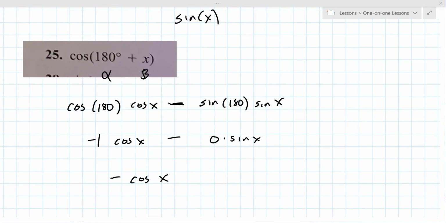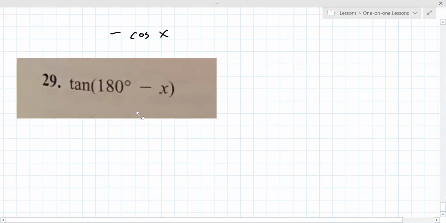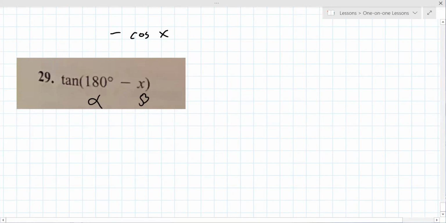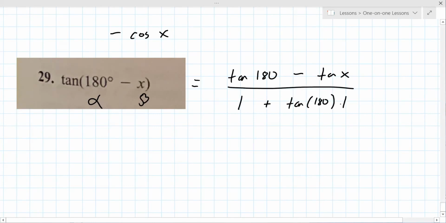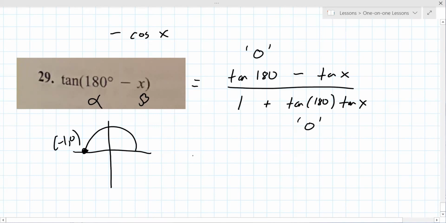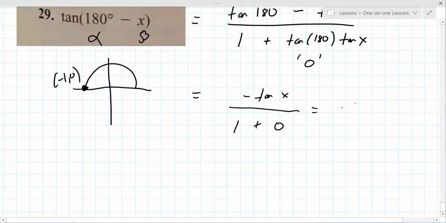27 is kind of the same. Let's do a 29, I guess, because it's a tangent. We haven't done a tangent yet. All right, so this is your alpha, this is your beta. If you look on that reference cheat sheet, you'll see that it becomes tangent 180 minus tangent of x over 1 plus tangent 180 tangent of x. On the unit circle, again, we're over here, the point (-1, 0). So tangent 180 is y over x, 0 over negative 1, which is 0. So the top becomes minus tangent x. The bottom becomes 1 plus 0, or just 1, and that reduces to minus tangent x.